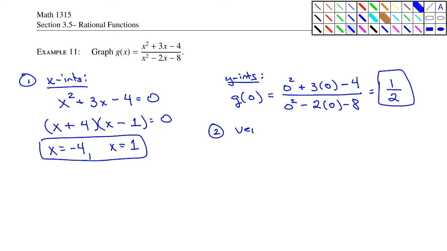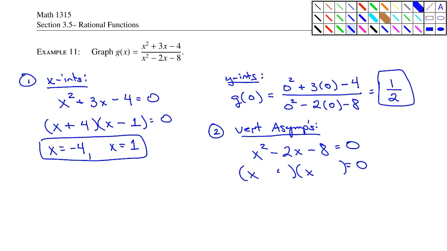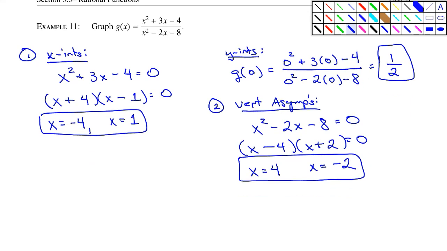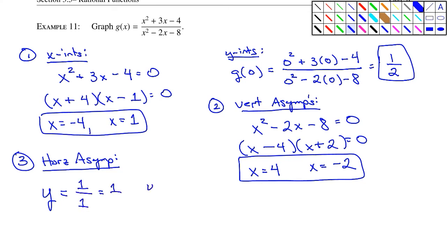Step 2, find the vertical asymptotes. So to find that, we're going to set the denominator equal to 0. This factors, gives me x and x, 4 and 2, with a -4 and a +2. So x is equal to 4 and x is equal to -2. Step 3 is the horizontal asymptote. We look at the degree of the numerator and the degree of the denominator. We notice that they're both 2. So the horizontal asymptote is the ratio of the lead coefficients. That's 1 over 1, which is 1. So it's y equals 1.